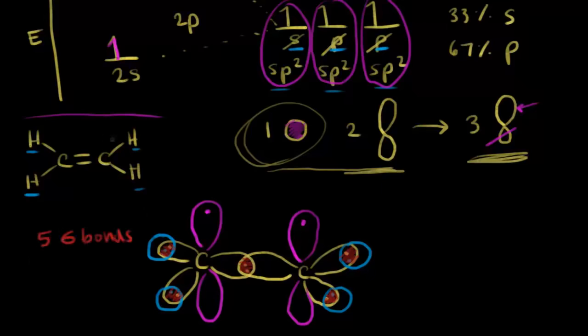If I'm trying to find those on my dot structure, this would be a sigma bond. This would be a sigma bond. One of these two is a sigma bond, and then these over here. So a total of 5 sigma bonds.